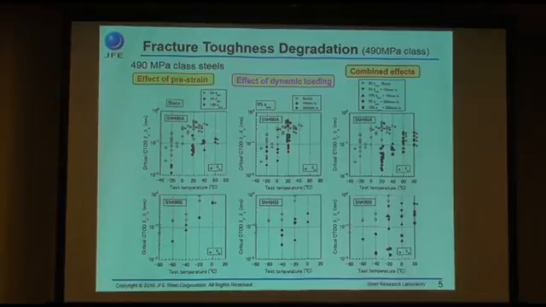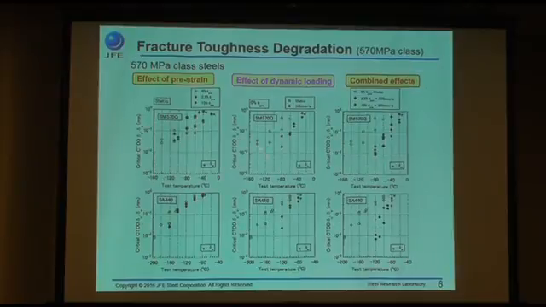On the left-hand side, the open marks correspond to the virgin material CTOD, and the solid ones are the CTOD result after prestrain. The middle one is a similar expression, where the solid ones are the CTOD under dynamic loading. The right-hand side is almost similar, but the solid marks coincide with the CTOD result with the combined effect of dynamic loading and prestrain.